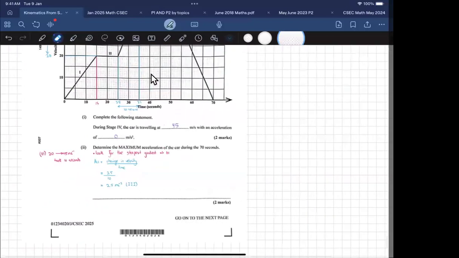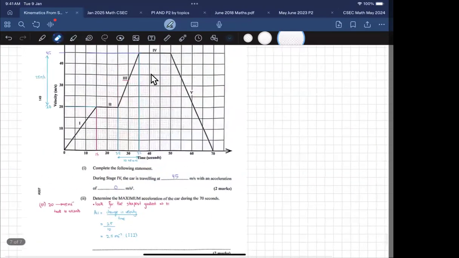So let's go over the concept. If you're looking for the greatest acceleration, you want to see which gradient is the steepest. Why? To accelerate means to change your velocity with respect to time. If you have high acceleration, that means you're going from A to B in no time at all. Let me explain that one more time. In which scenario would you have a greater acceleration?